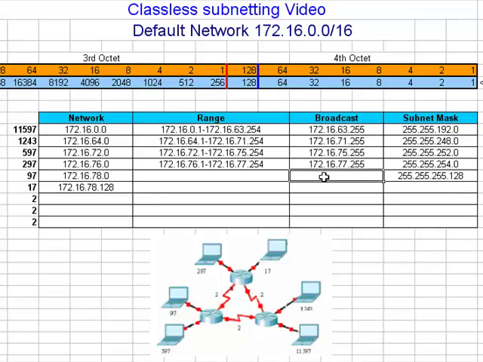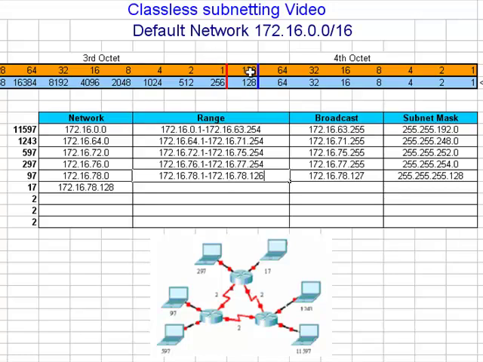So what will the broadcast be? Well, the broadcast will be one less than this IP address, so it will be 172.16.78.127. Okay, and the range: one, two, up to 172.16.78.126, and that's the range for that one.